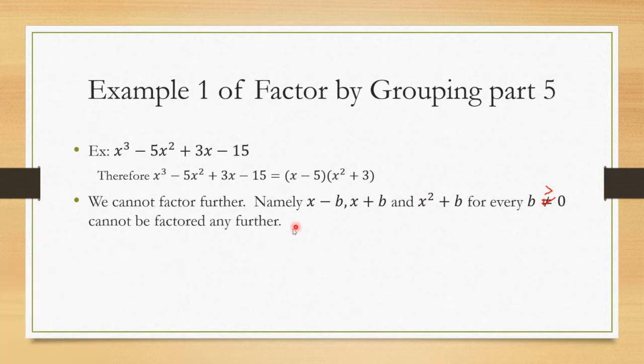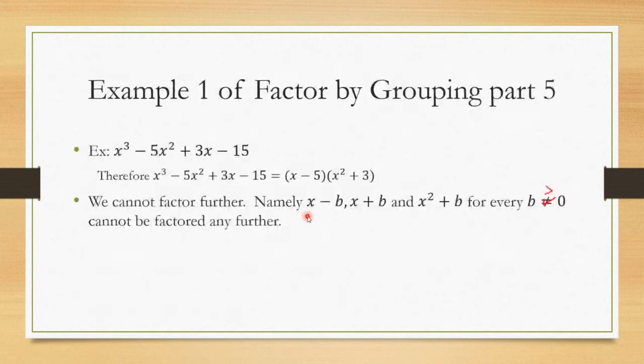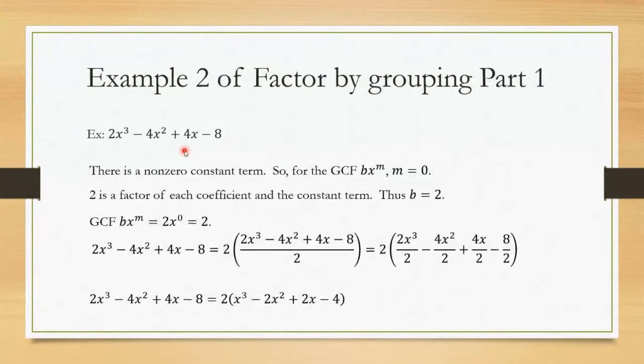All right. Now let's do another one. So again, we finished this one, right? Once we got all the way here, we cannot factor any further. As I said, x minus 5, you can't factor that any further. x squared plus a positive number, you cannot factor any further, mostly because we're not dealing with complex numbers. But let's do another one. So here's another example.